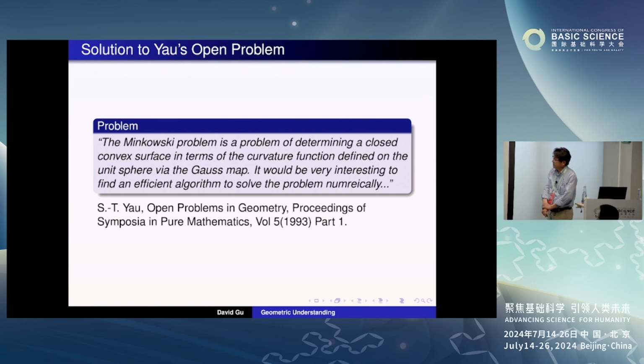More than 30 years ago, almost 31 years ago, Professor Yao raised this open problem. Basically, there was a very famous open question in convex geometry. How can we determine the shape from curvature? It's called the Minkowski problem. Suppose we have a convex surface, then we define Gaussian curvature. Using the Gauss map, we can carry the Gaussian curvature to the unit sphere. Given this spherical function, how can we determine the shape? Professor Yao raised this problem in 1993.